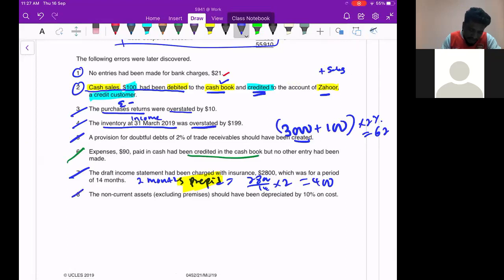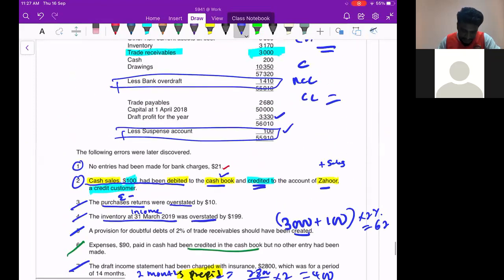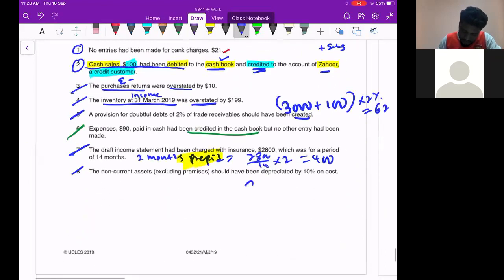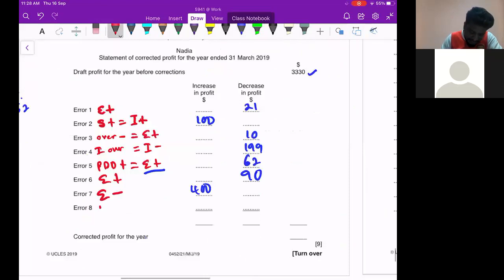Okay, last one. A non-current asset excluding the premises should be depreciated 10%. How much is your non-current asset? Your non-current asset is 9,600. So 9,600 times 10%, I get 960. That's my depreciation. Depreciation plus means your expenses plus. Expenses plus means profit will be minus 960. Any problem? Okay, I think that's it.